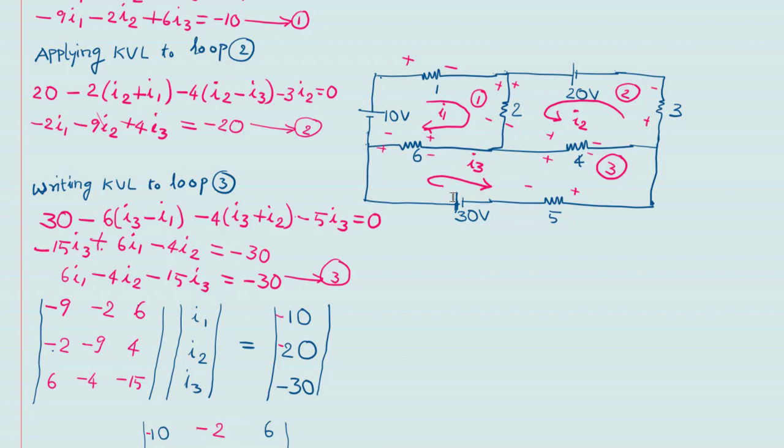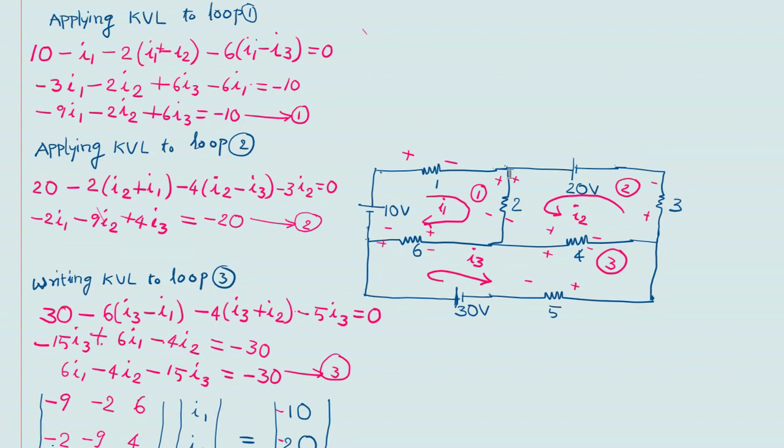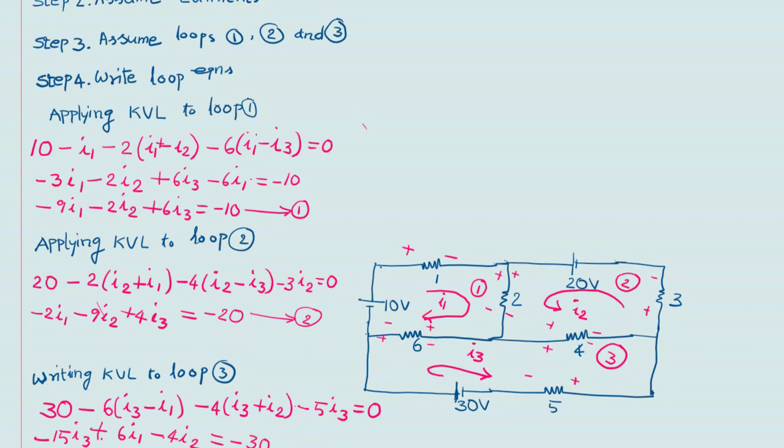So we have completed redrawing the circuit, assigning the loop currents, and assigning the polarity across various elements in the whole circuit. Once it is done, we are ready to apply KVL to each loop individually. That is what we are writing here.